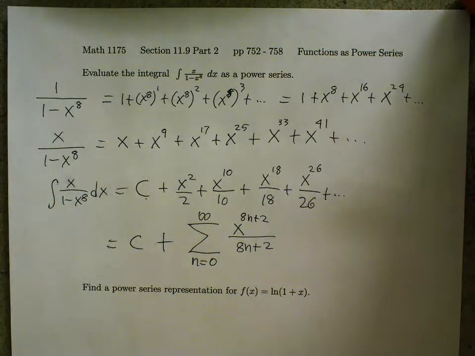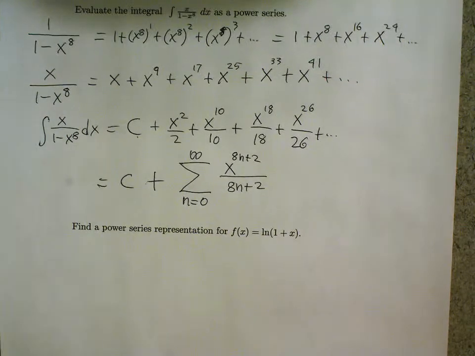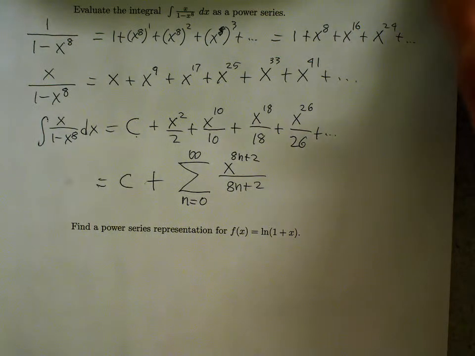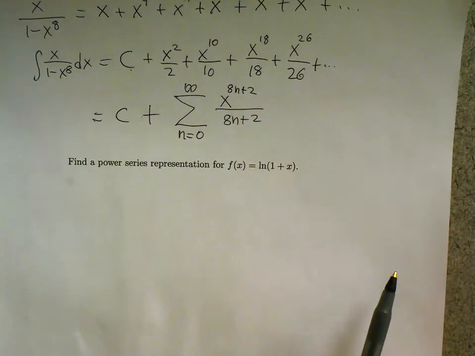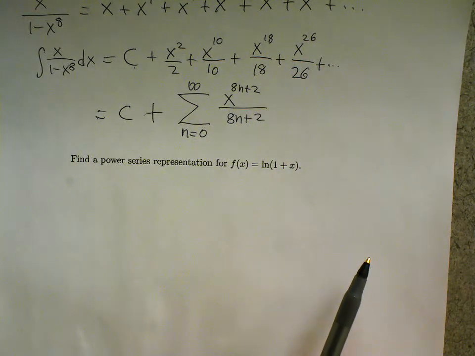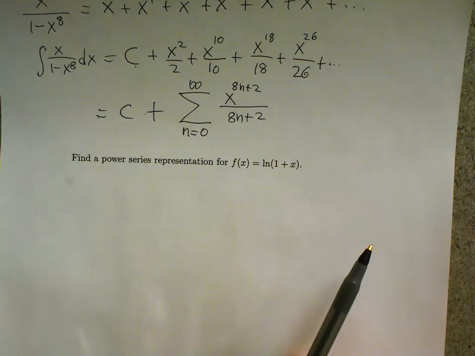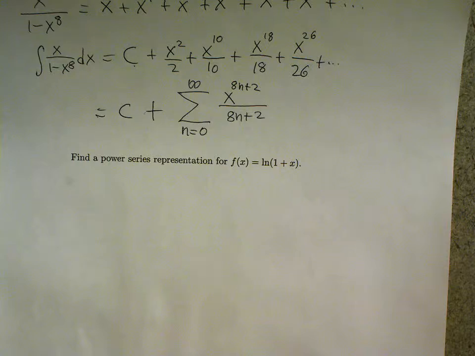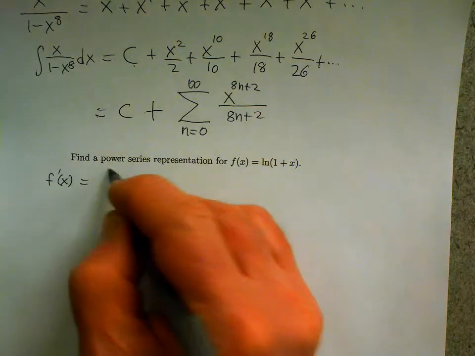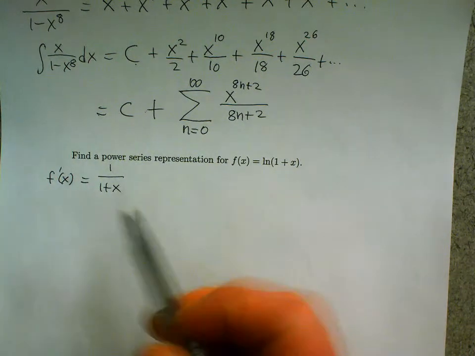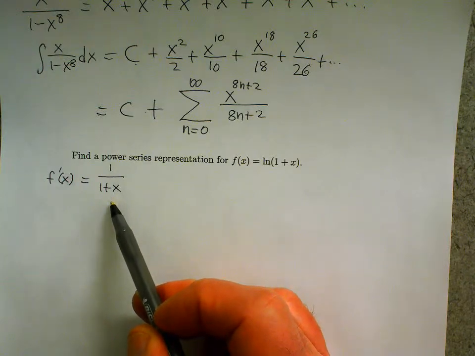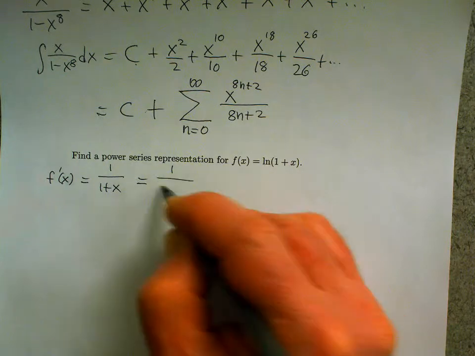And the next exercise, find a power series representation for the natural log of 1 plus x. So this looks familiar. We've done this before, I think. So what's the strategy for finding a power series representation for the natural log of 1 plus x? Yeah, let's take the derivative of f. The derivative of the natural log of 1 plus x is 1 over 1 plus x. And we know how to find a power series representation for 1 over 1 plus x. Think of this as 1 over 1 minus negative x.